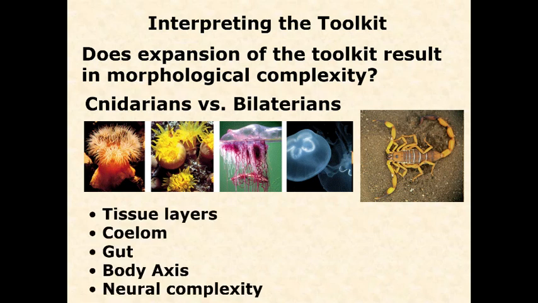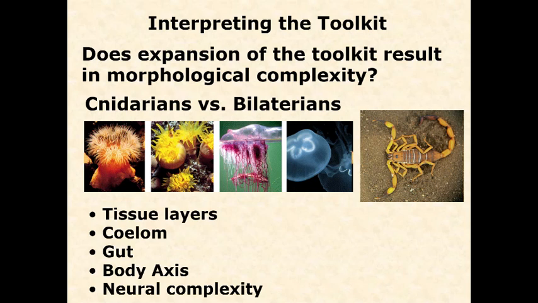The bilaterians have more tissue layers. They have a coelom, which helps to protect and buffer their inner organs. They've got a gut that is all the way from the beginning to the end, where we've just got kind of a simple sac or dead end digestive tract on the cnidarians. The body axis, right, which is bilaterally symmetrical, and that adds complexity. And then finally, maybe most striking is their neurological complexity. So by any measure, dozens and dozens of different criteria, these guys are more complex.